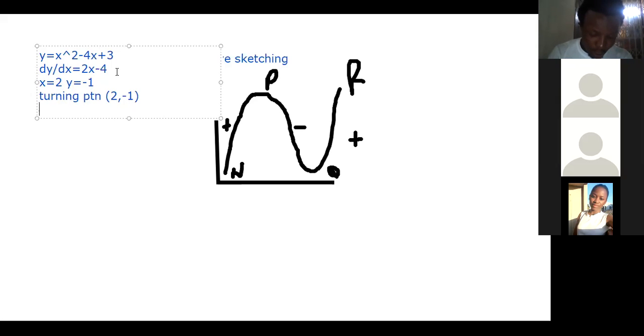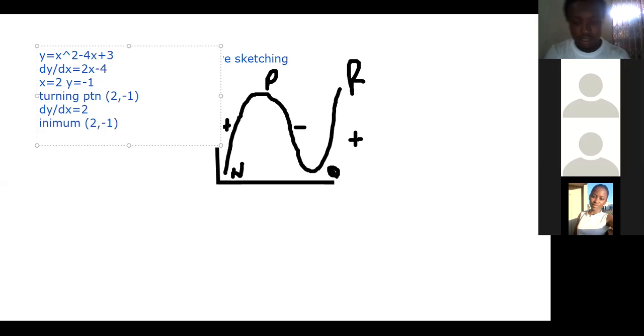Now from there, the second step says we have to determine the nature of it. So we are going to find the second derivative to know whether it's a maximum or minimum. We differentiate again. What are you going to get? I'm going to get 2, right? And 2 is greater than 0. So d squared y over dx squared is greater than 0, so this is a minimum point. The minimum point is (2, -1). I hope you get it.